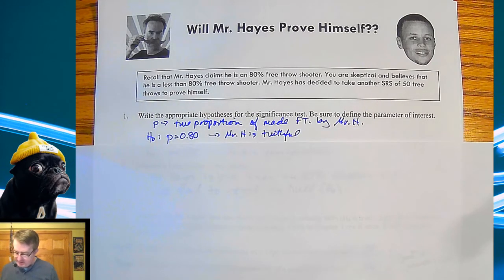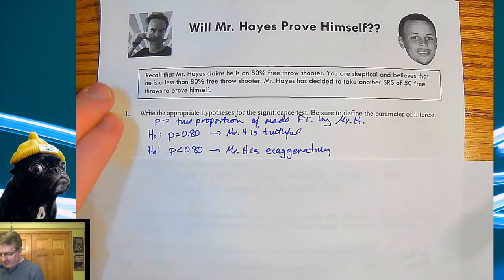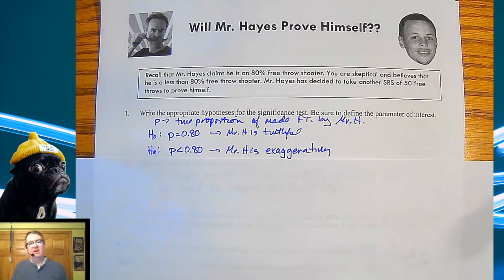Null hypothesis: the probability is 80%. In other words, I'm being truthful. And if you remember from before, the alternative hypothesis is that I'm shooting less than 80%. So I'm exaggerating, under the best case scenario, right?